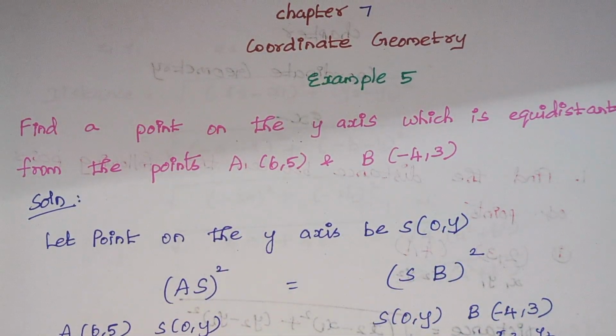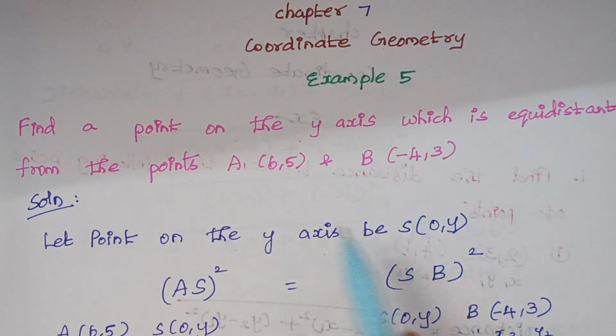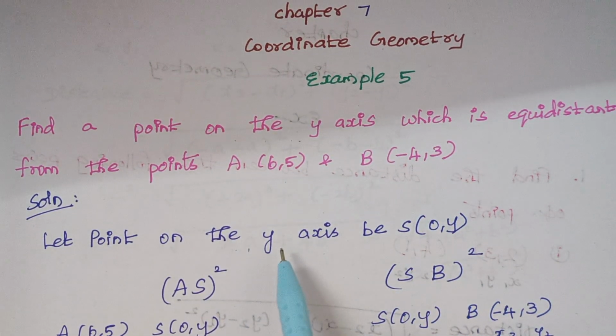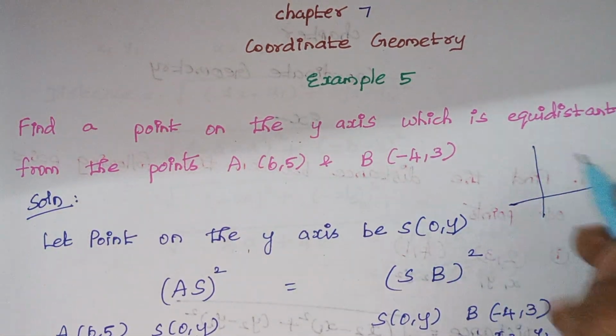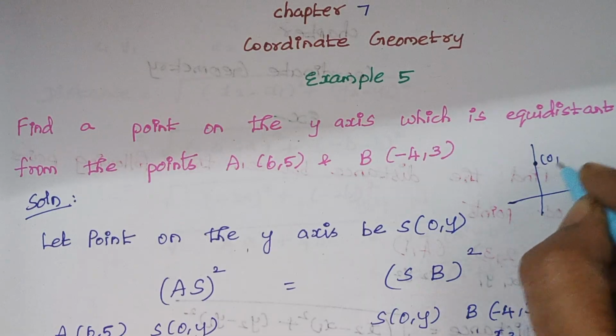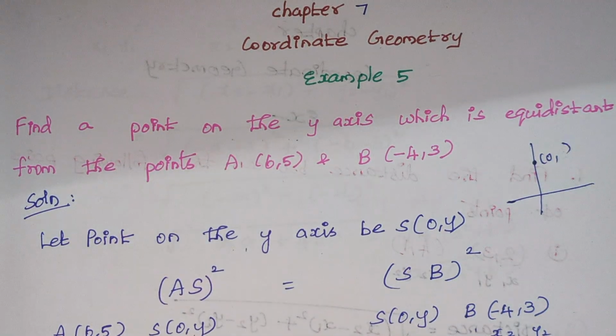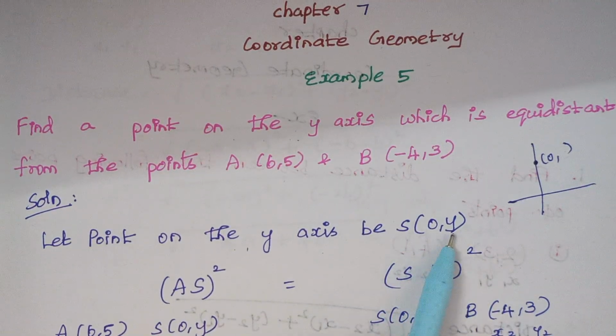Right? So here it is clearly given the point is on the y-axis. So whenever a point is on the y-axis, how is it represented? On the y-axis, you see, this is our y-axis. So on the y-axis, the value of x is always 0. Right? 0, comma, some number will be present. So here I am representing it as 0, comma, y.